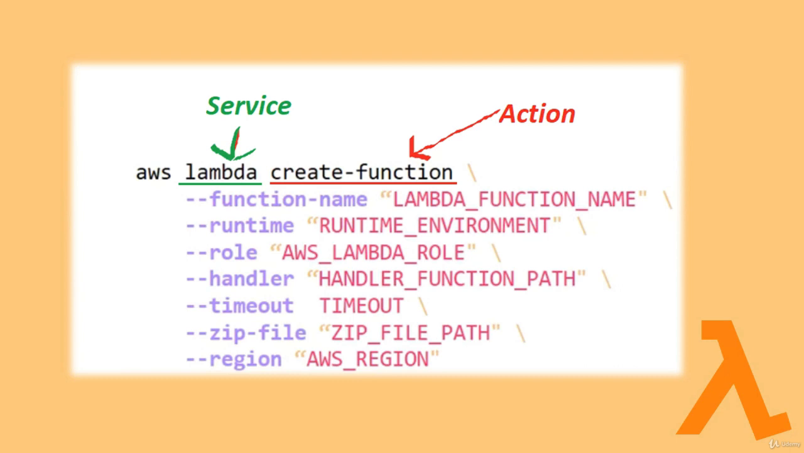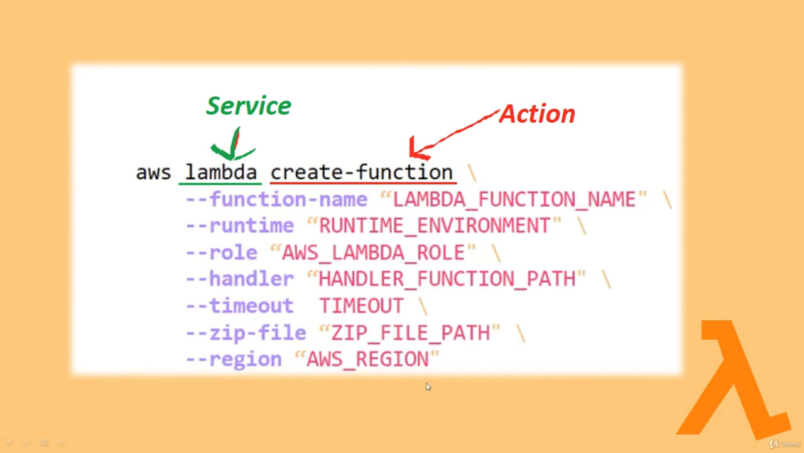So this is the page. Here, the first thing we need to write is the AWS command. Then we need to write the name of the service that we are using. For example, here we are using the Lambda service, so we need to write lambda. If we are using CloudWatch or Mobile Hub or any other service, we need to write that service name. Then the action, the particular command, for example create-function. Then we need to provide function name, runtime, role, handler, timeout, zip file, and region.